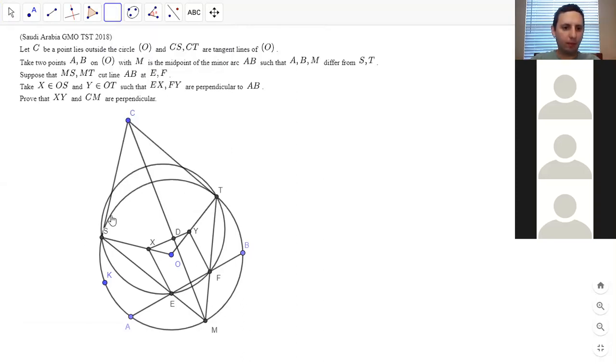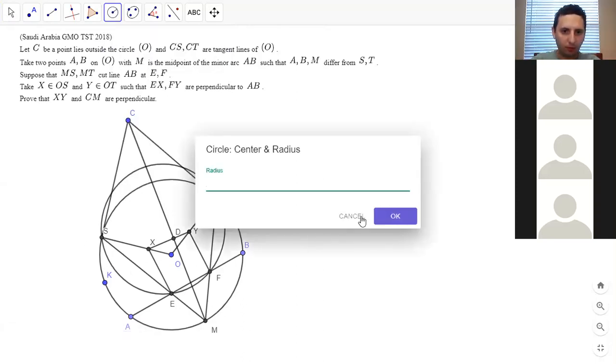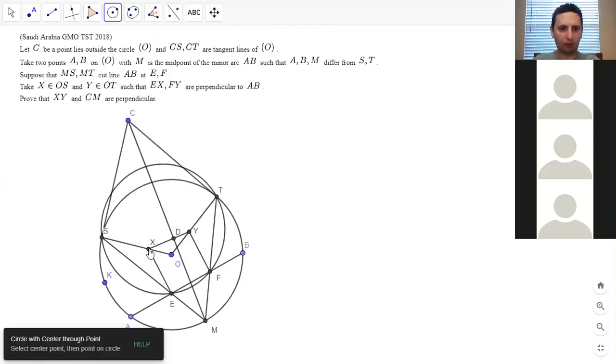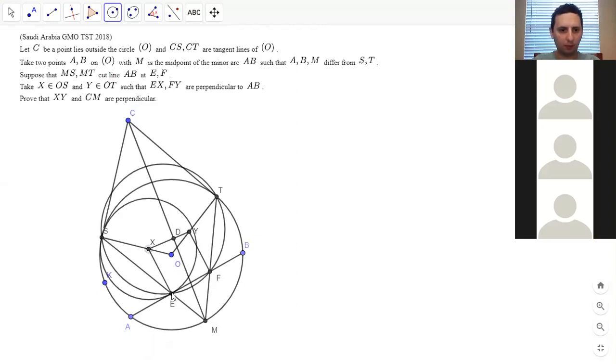Okay, so basically we have this circle with center X, and then we have this other circle with center Y. And we want to show CM is the radical axis of those two circles. Oh, that is actually very easy. Because CT squared is equal to CS squared. So then that's also quite obvious. All right, so we have just solved it.